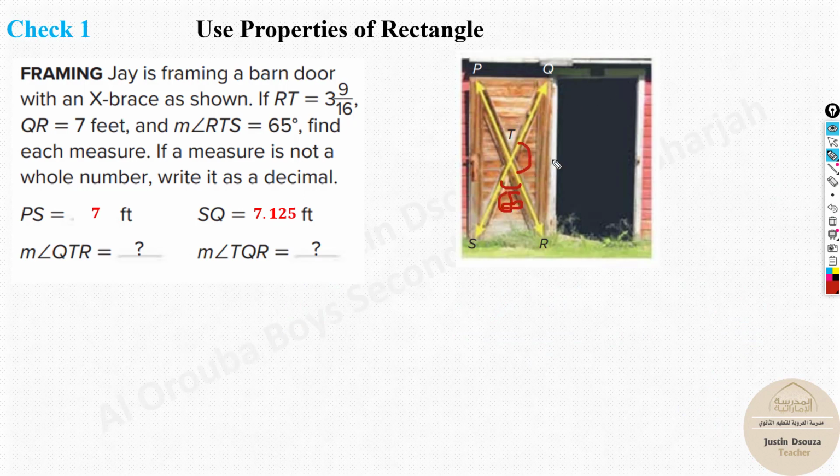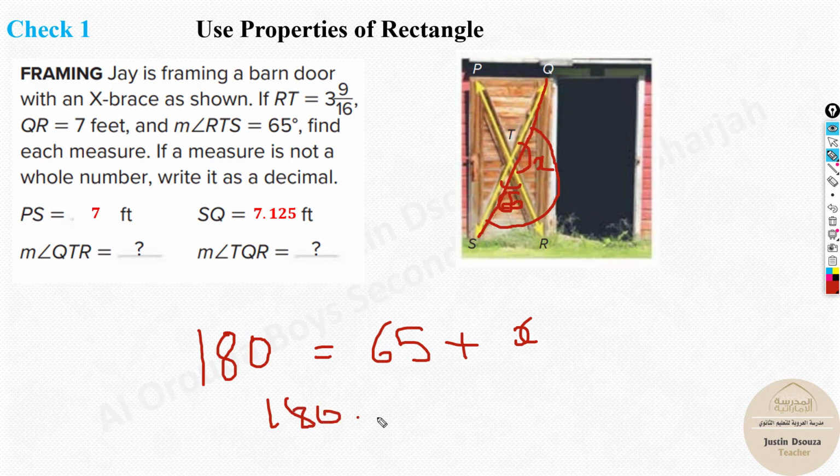QTR is how much? Now always remember, this would be supplementary in the sense Q and S is a straight line, isn't it? A straight line will have an angle of 180 degrees. So 180 degrees is the total angle if you add 65 and this QTR is unknown X. So it will be 180 minus 65, that is equal to 115. So that would be the answer over here, 115 degrees.